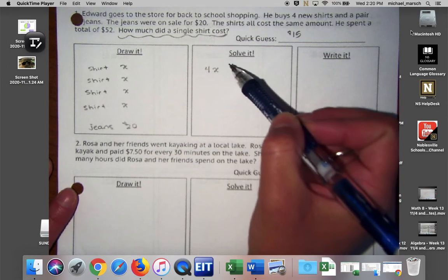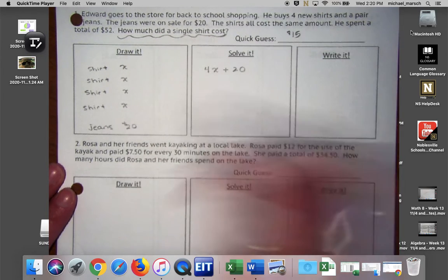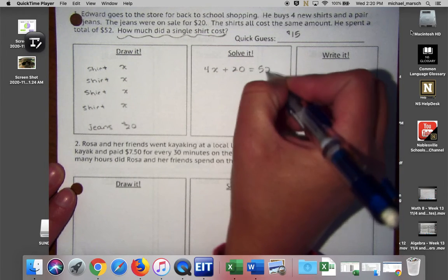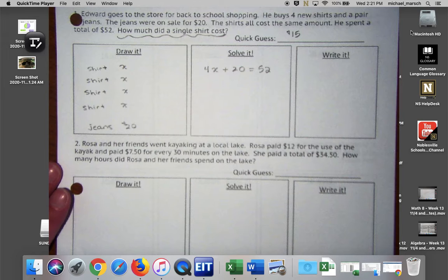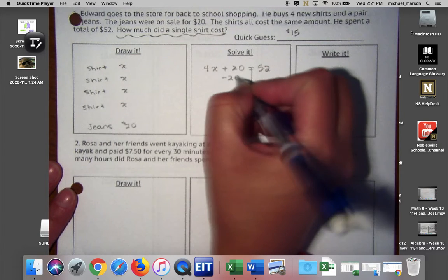So we know there's 4 X's, so we have 4X plus the $20 pair of jeans, and we know that he spent $52. So we have our equation here. It's just a nice little 2-stepper.